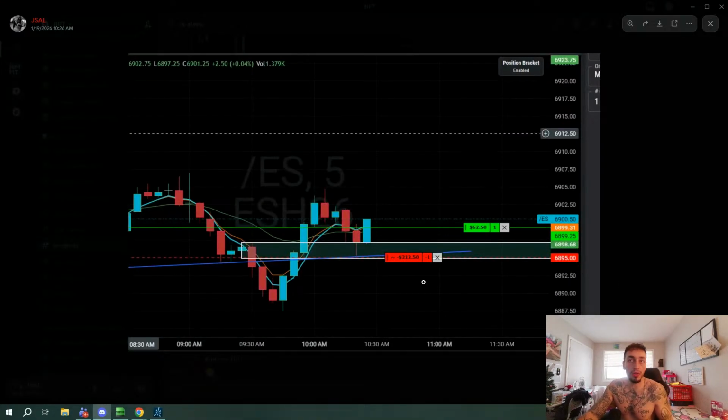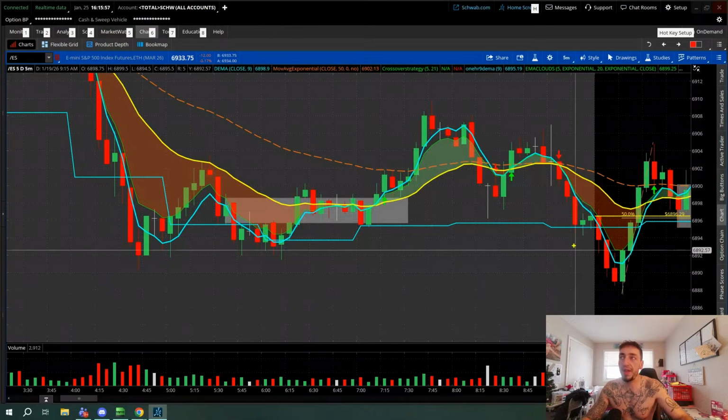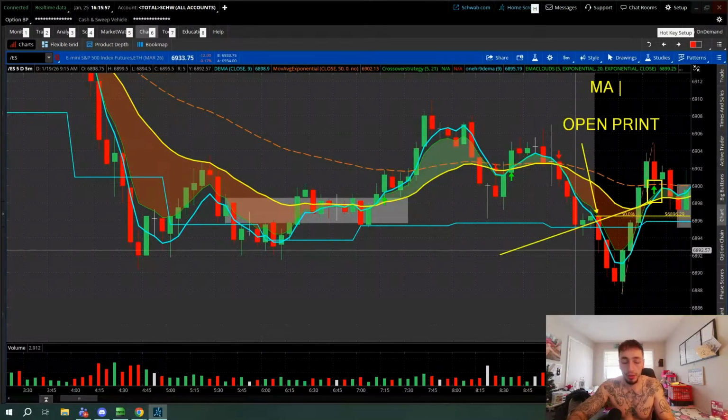Well, number one, our strategy is present. What's our strategy? Identify open print. Boom. Step number one. So right here, we're going to go OP, open print. Step number two, moving average cross. Right here, the 5 and the 20 just shifted. So we're going to go MA cross.